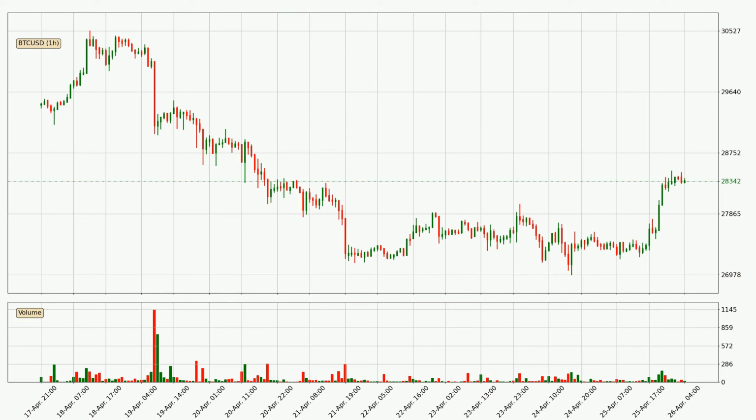By taking a look at the hourly time frame for Bitcoin, the price moved up around 3.3% in the last 24 hours, with a current price of 28,342. And the volume wasn't especially high, so this move wasn't very strong.